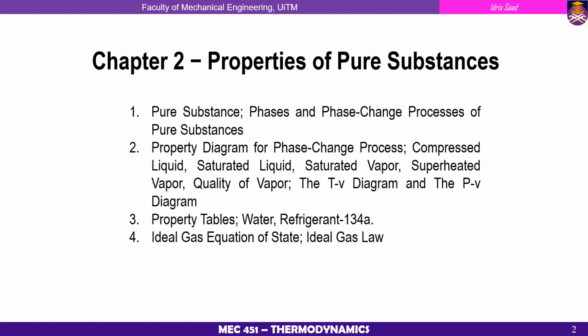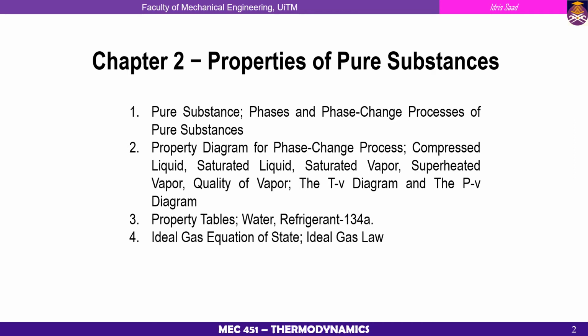In the property diagram for the phase change process, we will identify the phases of the pure substance, as it will exist in several possible phases, such as the compressed liquid, saturated liquid, saturated vapor, superheated vapor, as well as the mixture phase between liquid and vapor. Furthermore, in the mixture phase, we will learn new thermodynamic properties called the quality of vapor and the moisture content of the liquid.